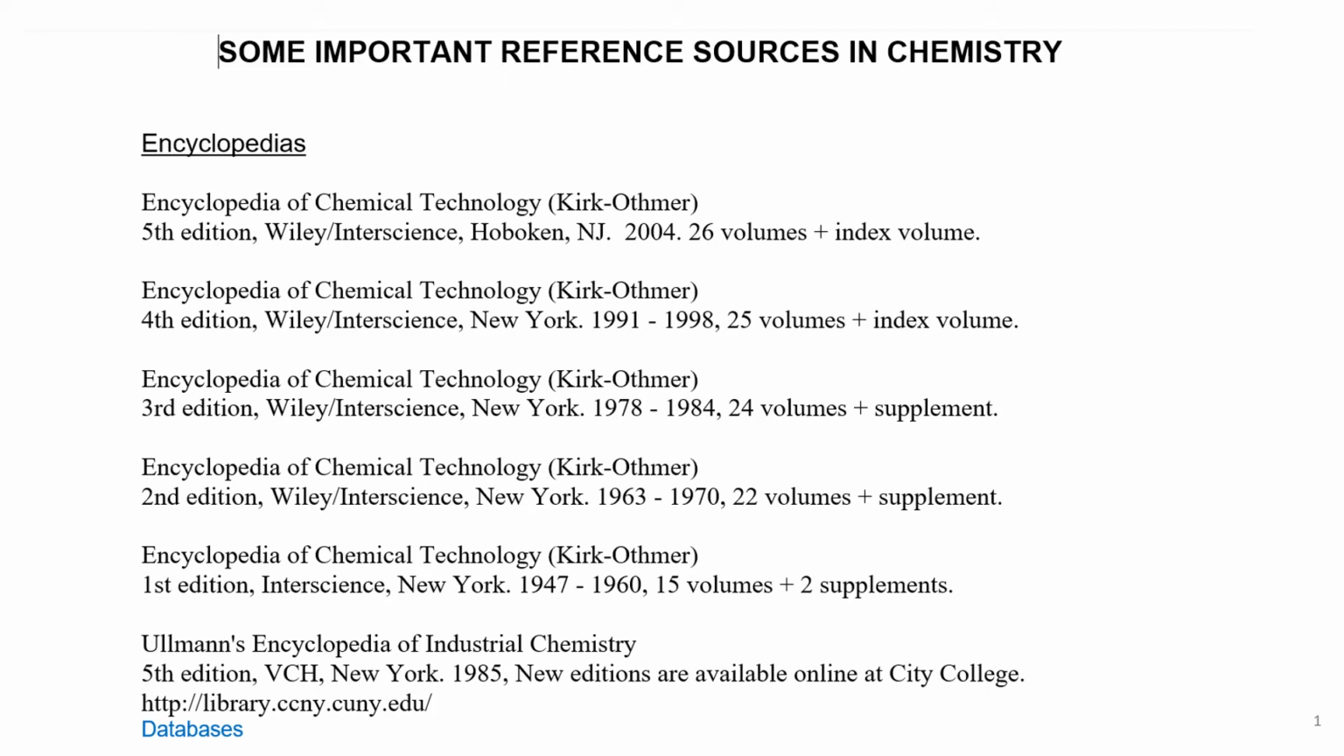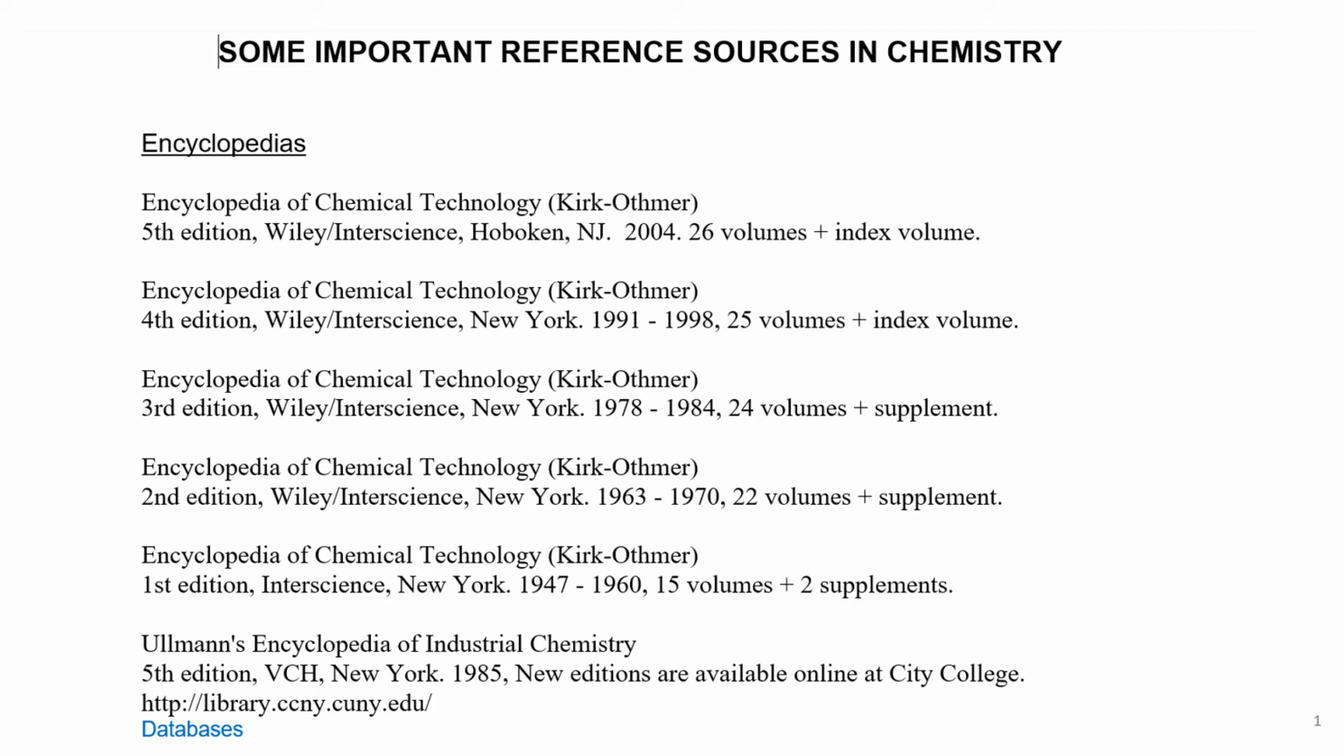If some of these seem useful to you and your campus library doesn't have it, you can always come to City College to look at them. A very useful source is the Encyclopedia of Chemical Technology. It is usually known by its first editors, Kirk and Othmer. These were two esteemed chemists who worked at what was then Brooklyn Polytech.